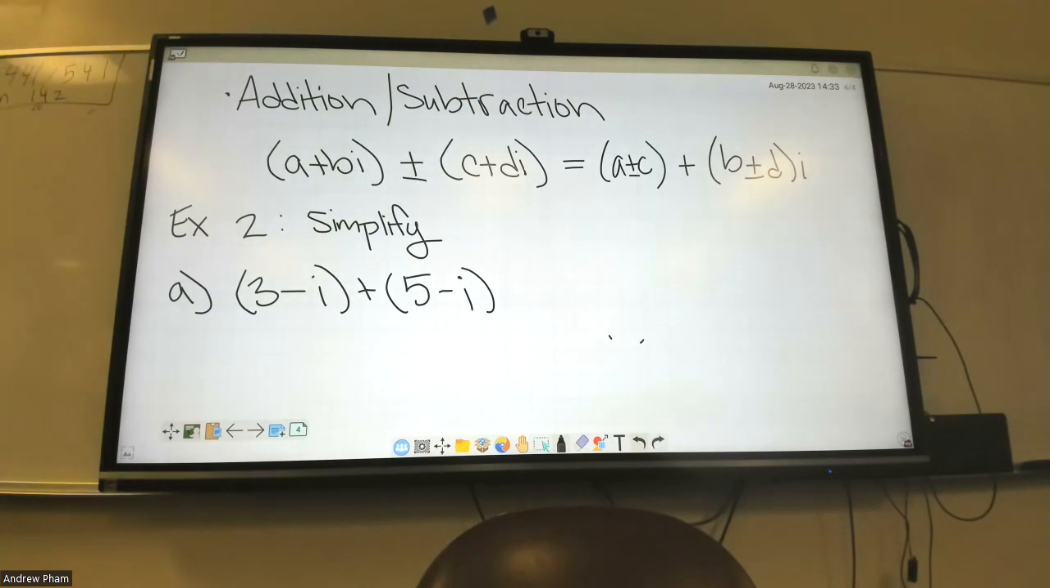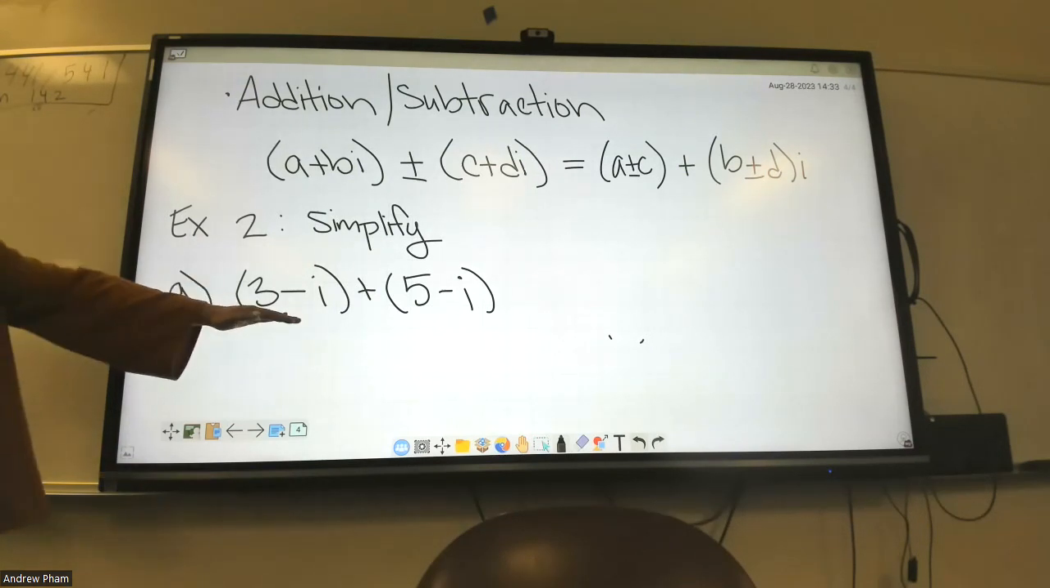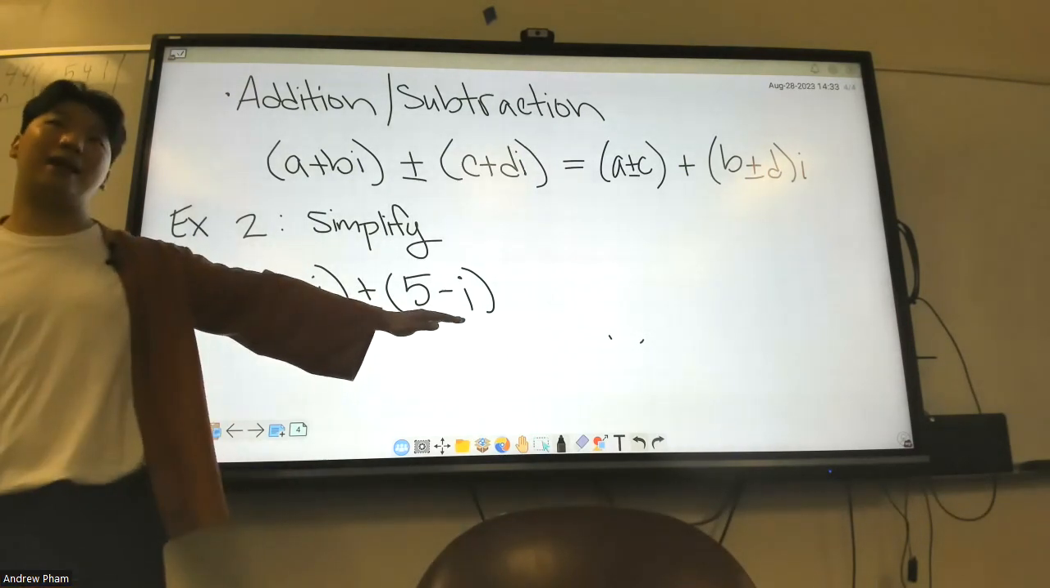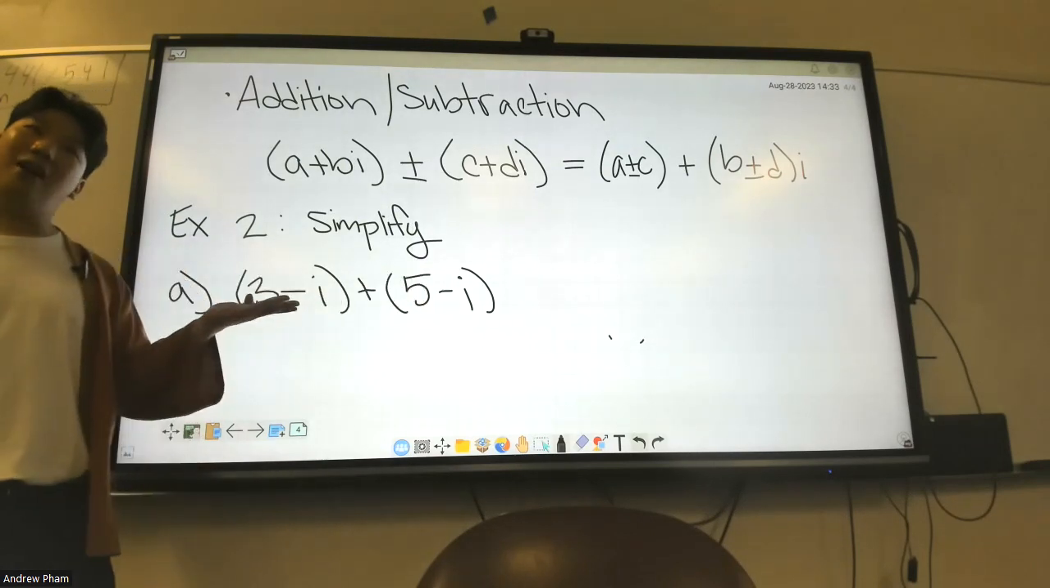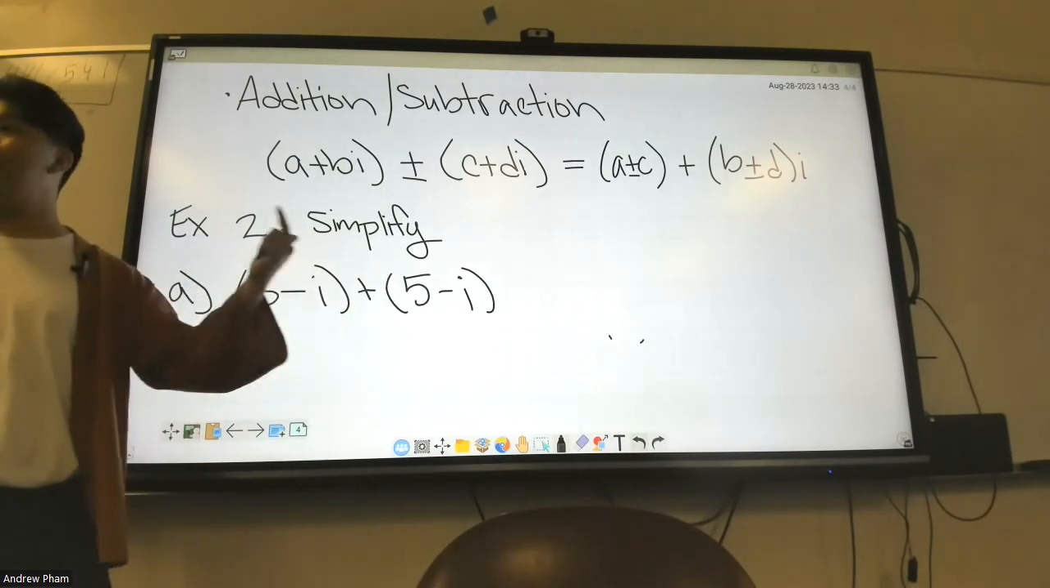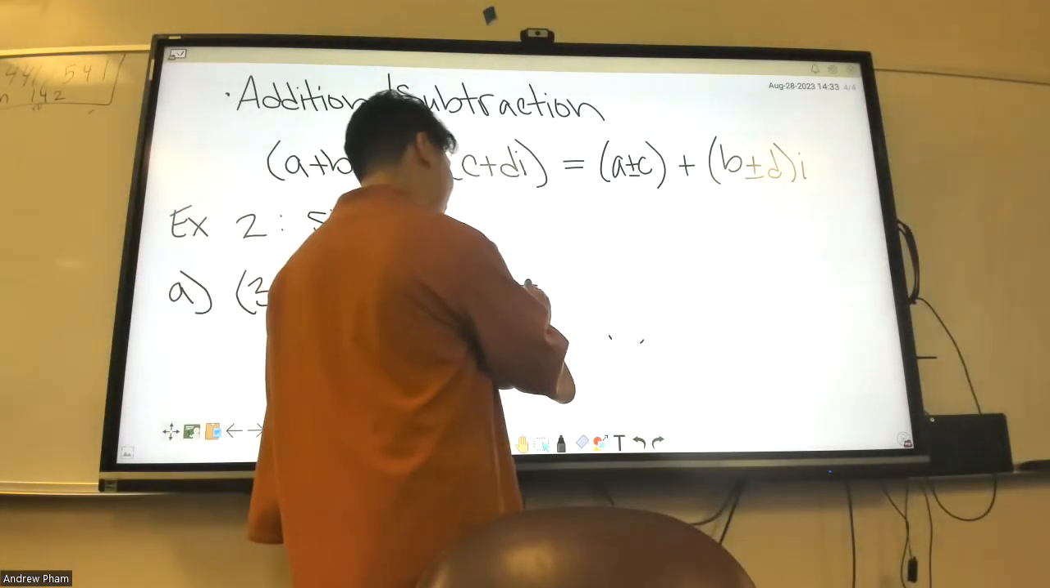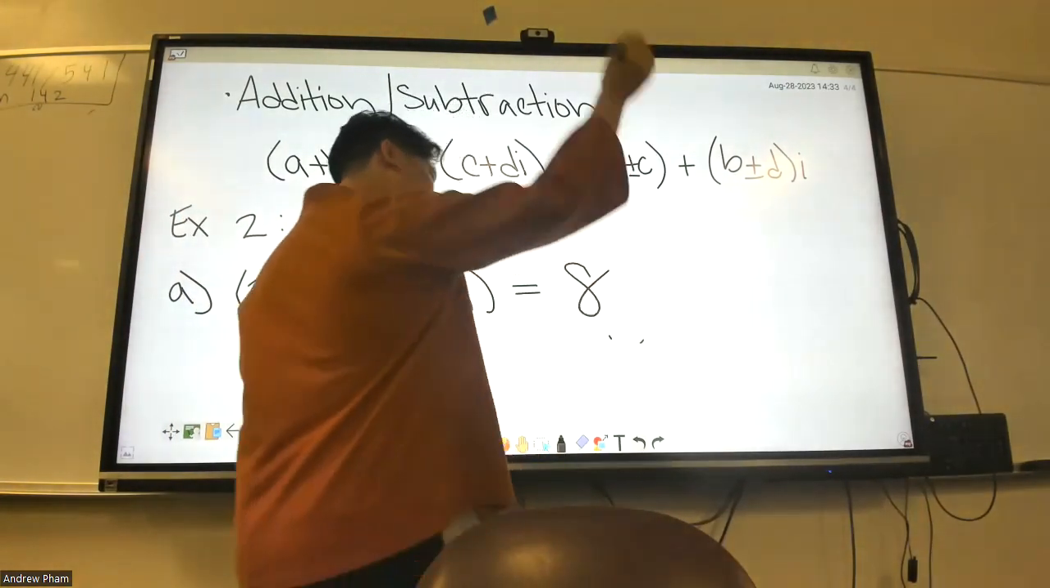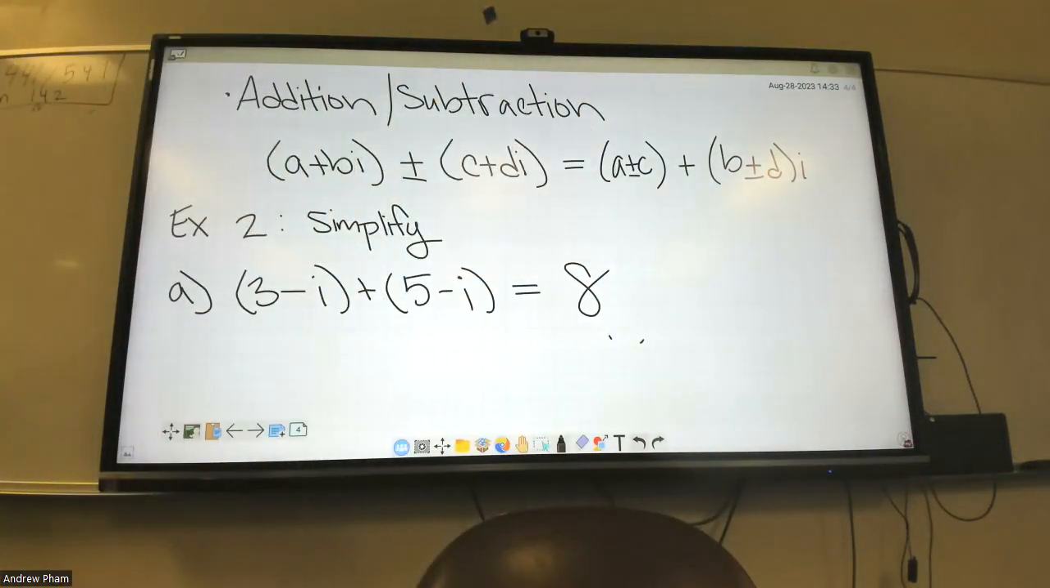So the way I usually do this is that let's do the real part and then let's do the imaginary part. So what's the real part of my first number? It's 3, right? What's the real part of the second number? All I'm asking is what's 3 plus 5? We get 3 plus 5, 8. That's the real part of my final answer.